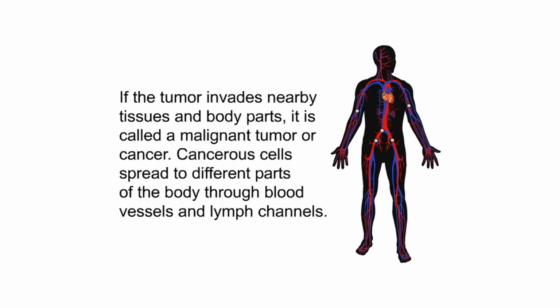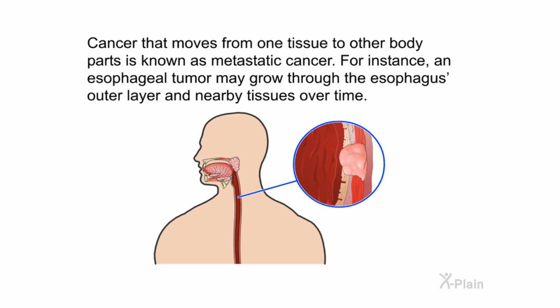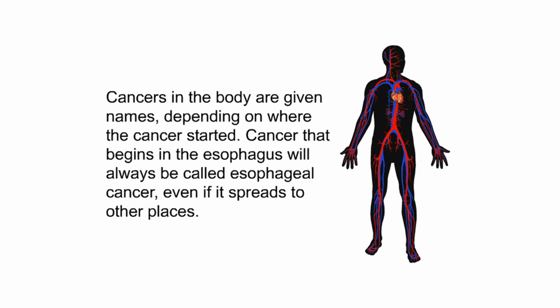Cancerous cells spread to different parts of the body through blood vessels and lymph channels. Lymph is a clear fluid produced by the body that drains waste from cells. It travels through special vessels and bean-shaped structures called lymph nodes. Cancer that moves from one tissue to other body parts is known as metastatic cancer. For instance, an esophageal tumor may grow through the esophagus's outer layer and nearby tissues over time. Cancers in the body are given names depending on where the cancer started. Cancer that begins in the esophagus will always be called esophageal cancer, even if it spreads to other places.